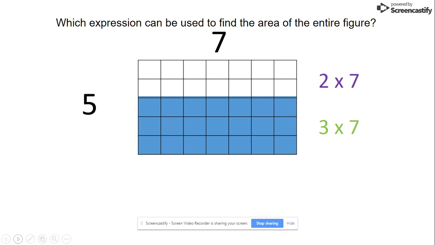If I want to combine the top and bottom half of this array to find the total area of the entire figure, I would need to add 2 times 7 plus 3 times 7. I would just add those two arrays together. I'm going to write this equation out a little bit further on this slide.